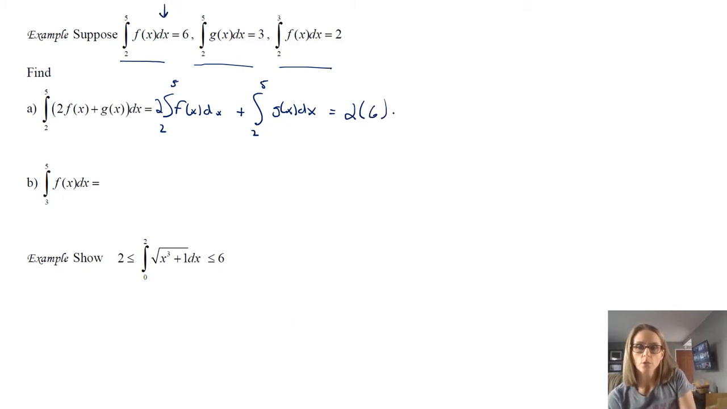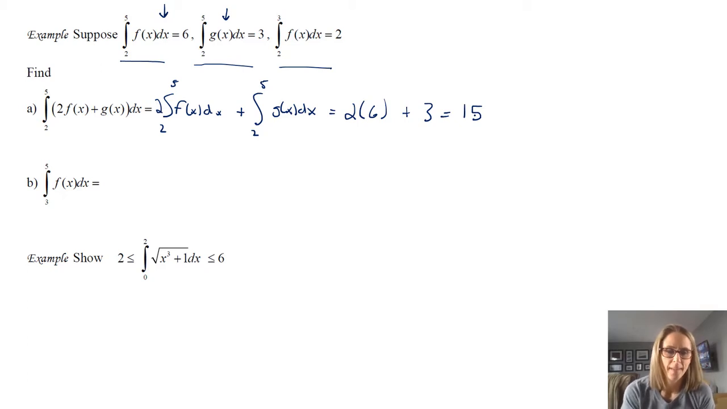So that's just going to be 2 times 6. And then the integral from 2 to 5 of g of x dx is given to us as well. That's 3. And then we add them together, and our answer is just 15. That's all we're being asked to do there.